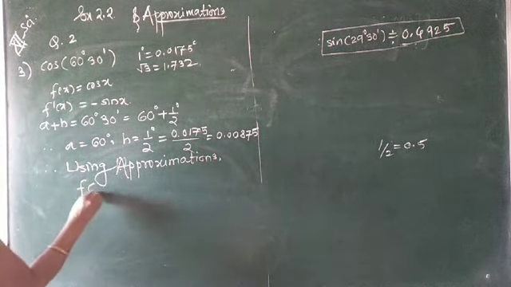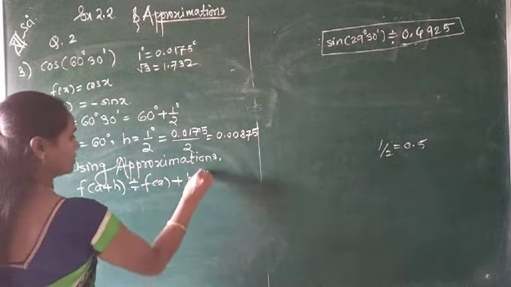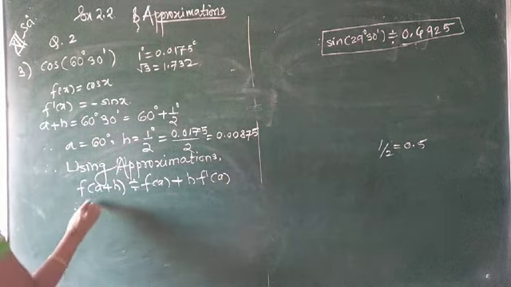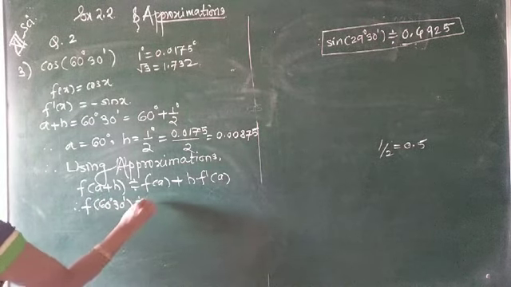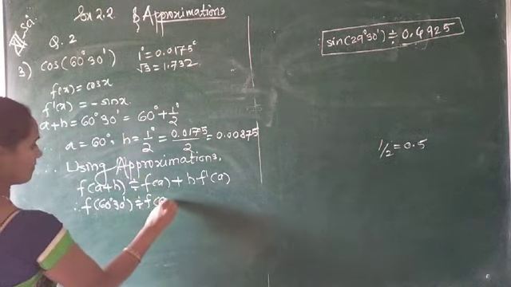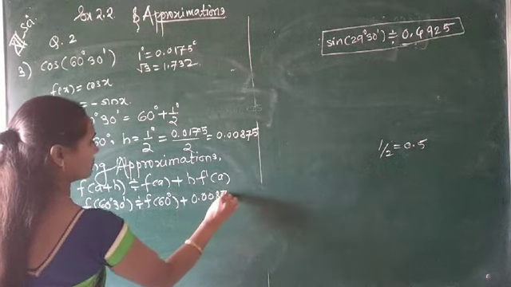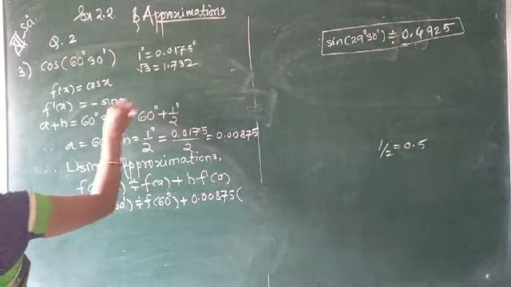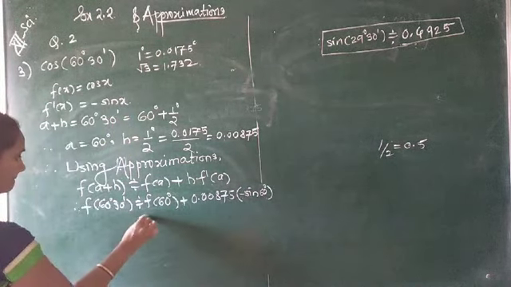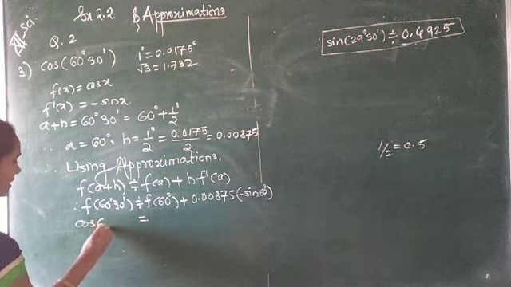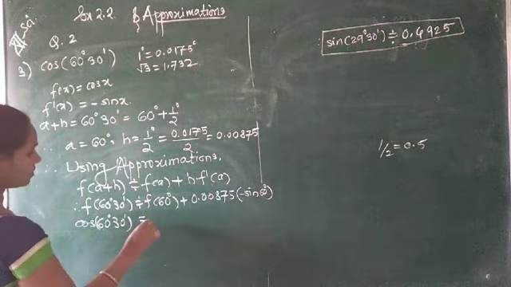Now using approximations, f of a plus h is approximately equal to f of a plus h into f dash of a. Therefore, what is a plus h? 60 degree 30 minutes is approximately equal to f of a, which is 60 degree, plus h, which is 0.00875, into f dash of a, that is minus sin 60 degree. f means cos of 60 degree and 30 minutes.